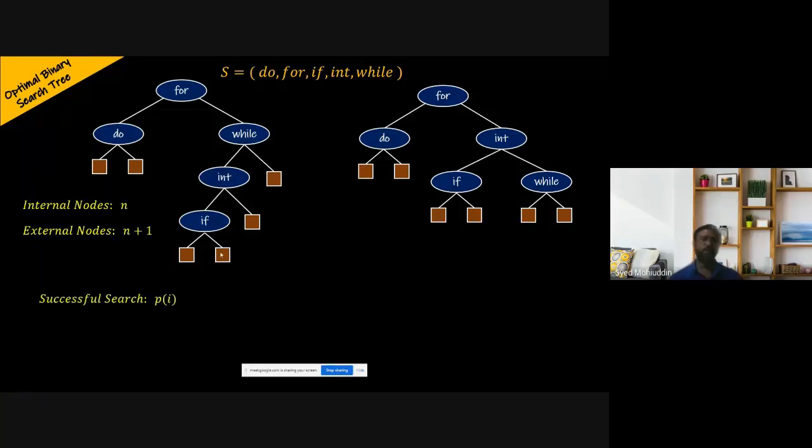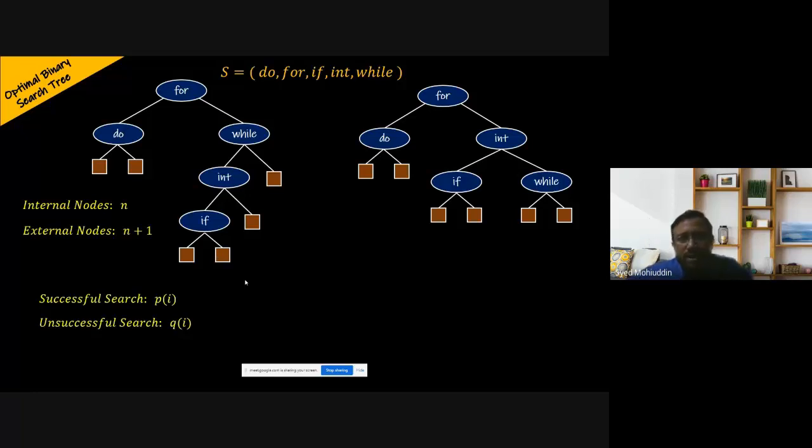So suppose we say that the probability of a successful search is Pi, that is for searching for, do, while, int, and if. That we have seen, how many comparisons are needed. So if the probability of searching is Pi for a successful search, and let us consider for an unsuccessful search the probability is Qi. Why we are taking these probabilities is because we don't know how many times for is going to be searched. We don't know how many times int is going to be searched.